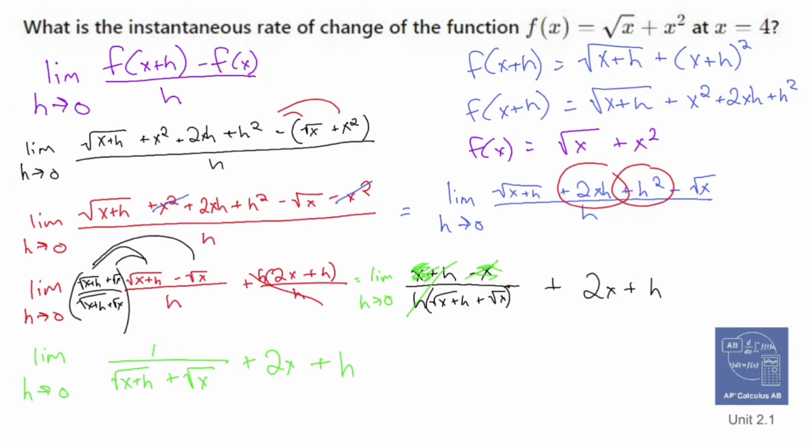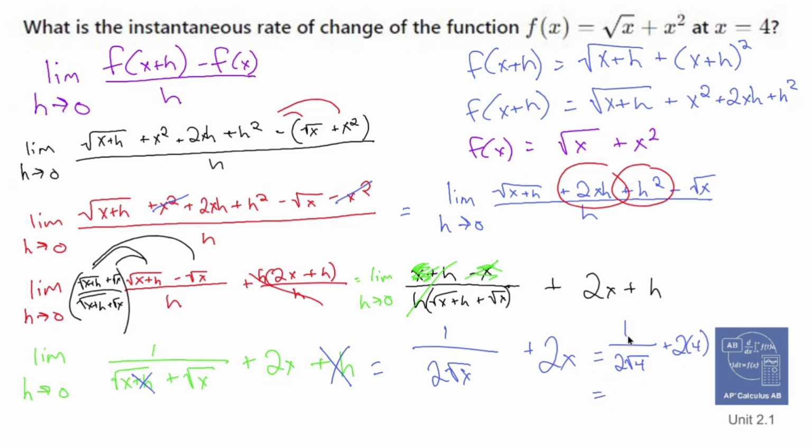Now I can plug in my 0 and feel pretty good. So if I plug in 0 for h, the h in the root will go away, and the h in 2x plus h will go away. And that leaves me with 1 over root x plus root x, which is 2 root x, and then plus 2x. Still not done yet, because x is 4. So now I have to replace x with 4. So that's 1 over 2 root 4 plus 2 times 4.